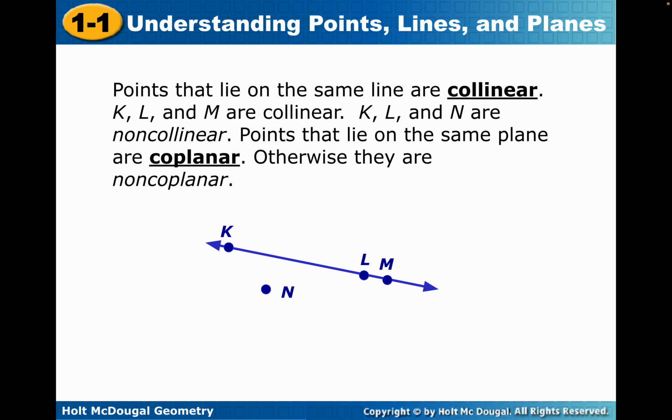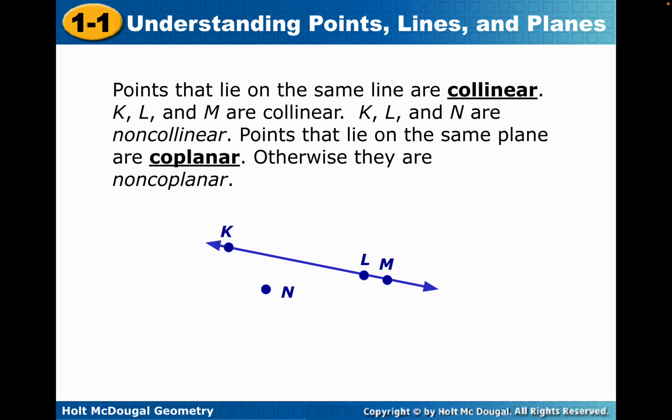So when we talk about a line, depending on whether the points are on the line or not, we'll name them either collinear or coplanar. Like it says, the points that lie on the same line are collinear. If you look at this line right here, we have the letters K, L, M, and N. Since K, L, and M are on the line, those are collinear. And then points that lie on the same plane are coplanar.